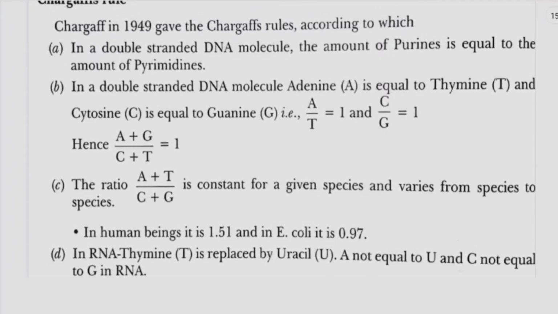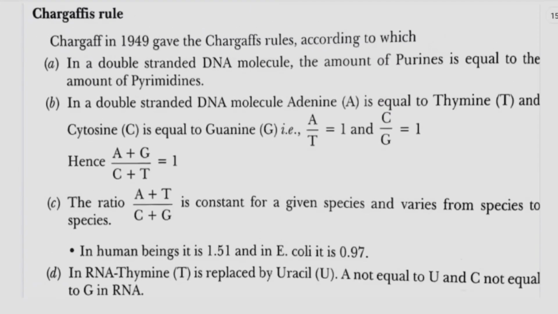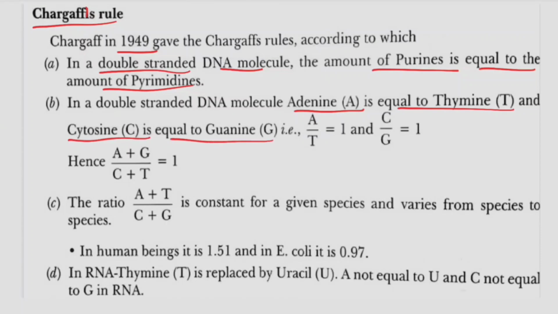See, I have written these things. Chargaff's rule, which was given in 1949 by Erwin Chargaff. He said that in a double stranded DNA molecule, the amount of purine will be equal to the amount of pyrimidine. Adenine will be equal to thymine and cytosine will be equal to guanine. Right? So, we can write that A is equal to T, or A by T is equal to 1. Same goes with C is equal to G. That means C by G is equal to 1, which is written here and here.